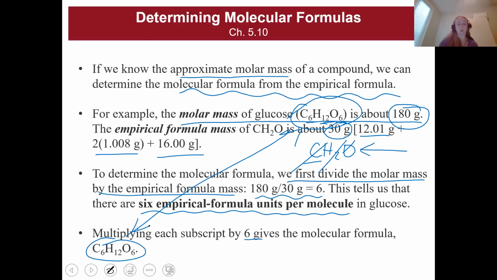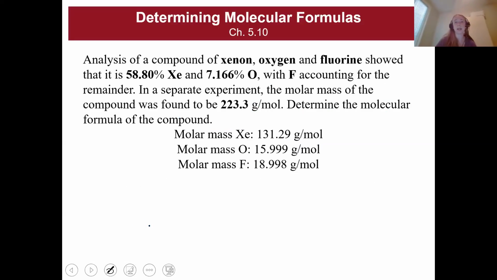So now let's solve a problem. You guys can pause and try to work this problem out yourself, but I will show you what to do because this is pretty new for us. The analysis of a compound, which is composed of xenon, oxygen, and fluorine, shows that it is 58.80% xenon, 7.166% oxygen, and fluorine is the remainder.